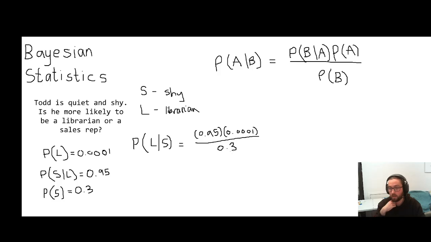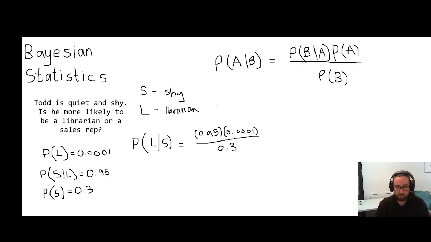Cool. And now you can see that, even if this number here is quite large, which it is, it doesn't matter because this number here is so small. They sort of cancel out. And in fact, the fact that this number is so small, the fact that you're so unlikely to just be a librarian in general, means that the fact that he's shy doesn't actually help us as much as the fact that he's probably not going to be a librarian anyway.